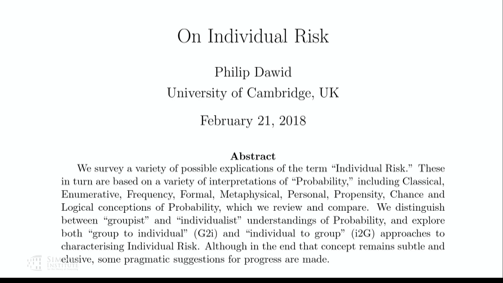So the question about what individual risk means is not new at all. Here's a recent survey by Philip David, who's been studying these things since the early 80s, at least. What does he say? He says, we survey a variety of possible explications of the term individual risk. These, in turn, are based on a variety of interpretations of probability, including classical, enumerative, frequency, formal, metaphysical, personal, propensity, chance, and logical conceptions of probability. And he concludes that the concept remains subtle and modestly says that he has some pragmatic suggestions for moving forward. So what do I think?